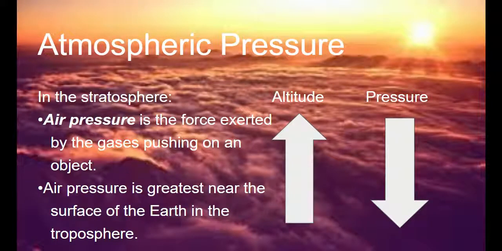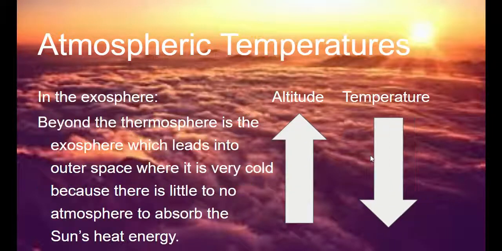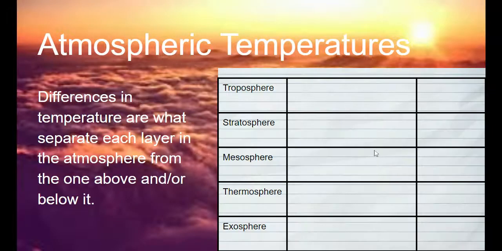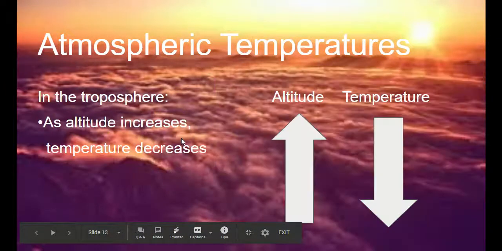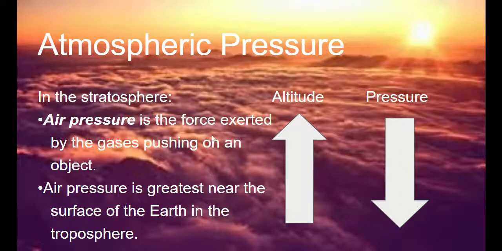Now, looking at pressure, I'm going to have you draw that box again. We're going to go ahead and draw another box. Go ahead and draw this again, because now we're going to look at atmospheric pressures. So in the stratosphere, air pressure is the force exerted by gases pushing on an object. Air pressure is greatest near the surface of the Earth in the troposphere.